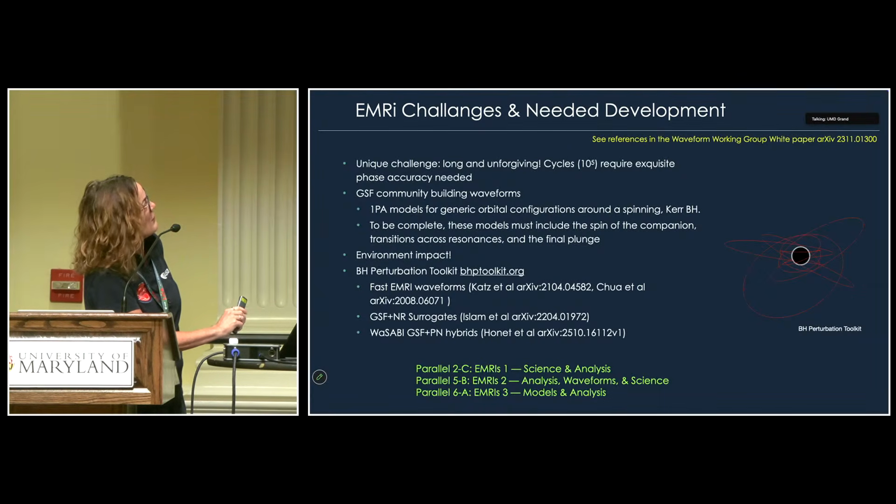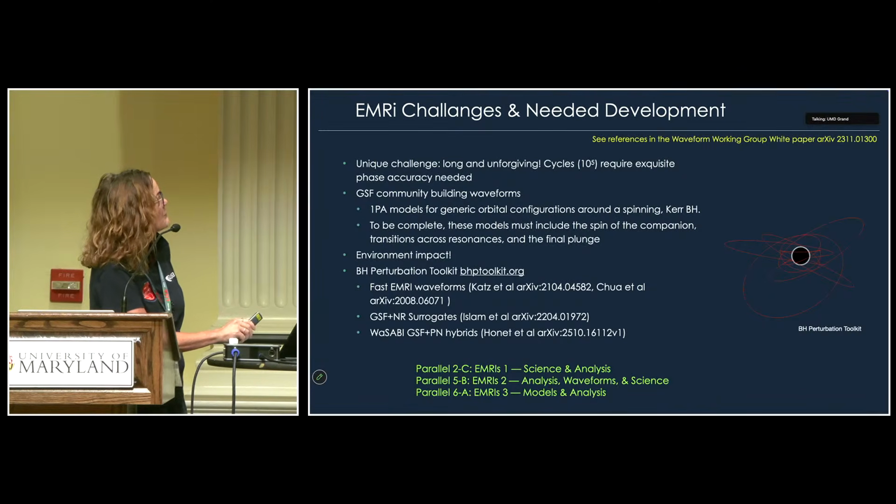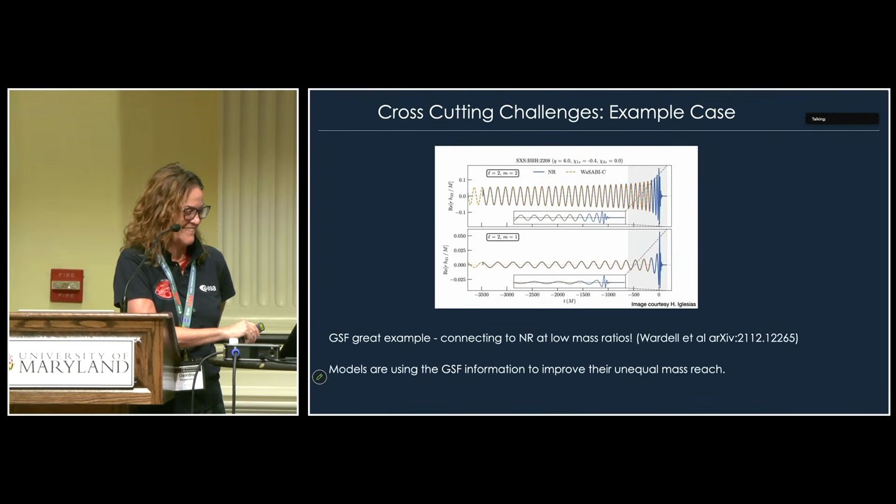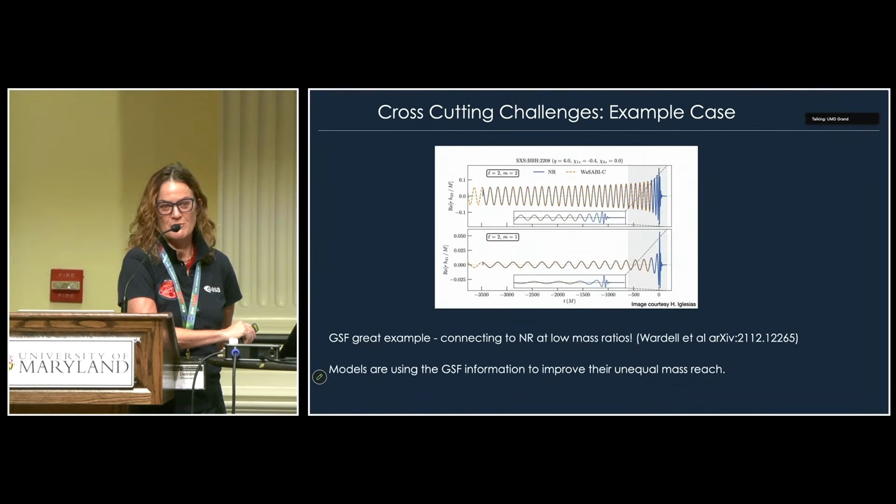So we heard about Wasabi a second ago. That's the self-force PN hybrid. There's also some surrogates using the self-force plus NR, and then the fast ones I mentioned. And again, there's a ton of fun and exciting talks to happen in the past and future here, diving into the details of this challenge. I think it's going to be good. It'll be ready.